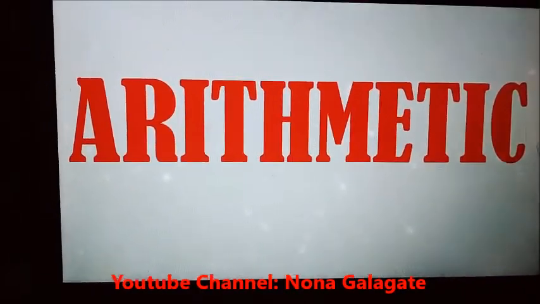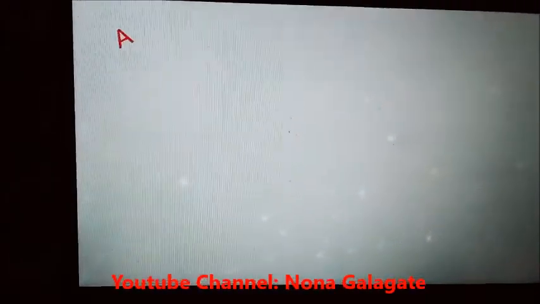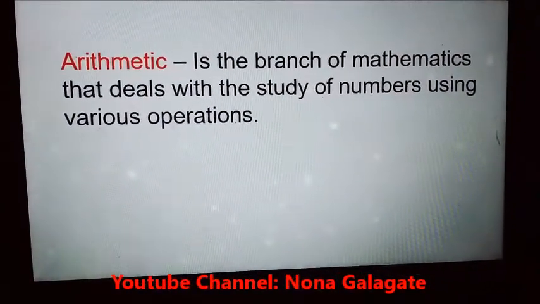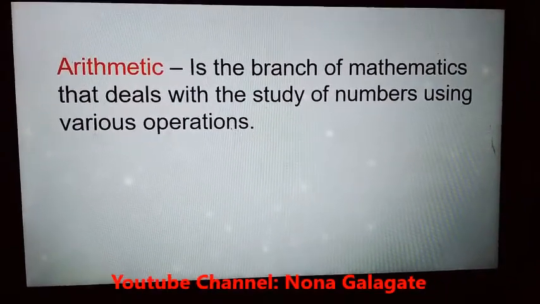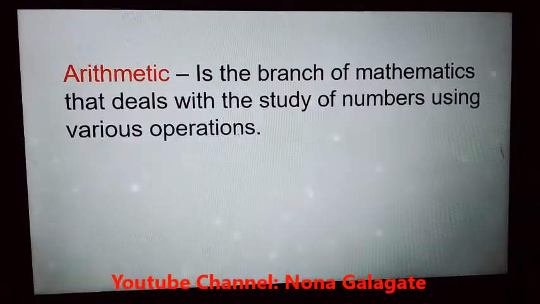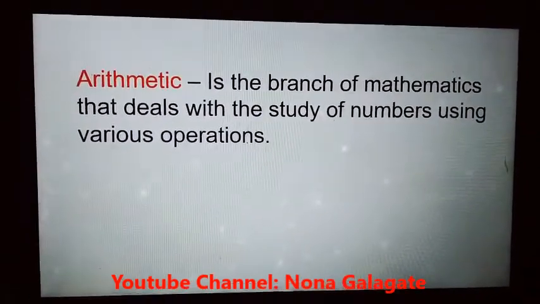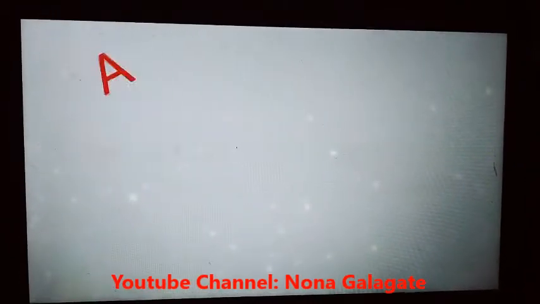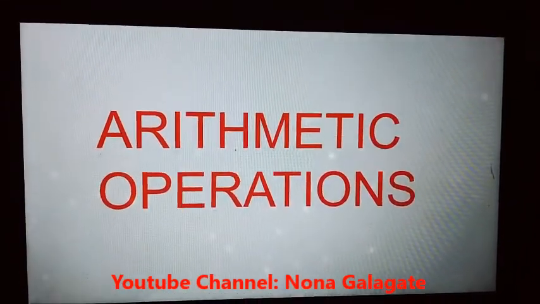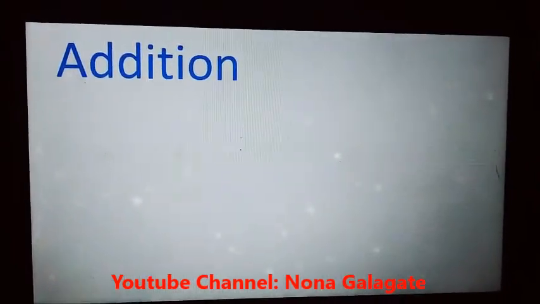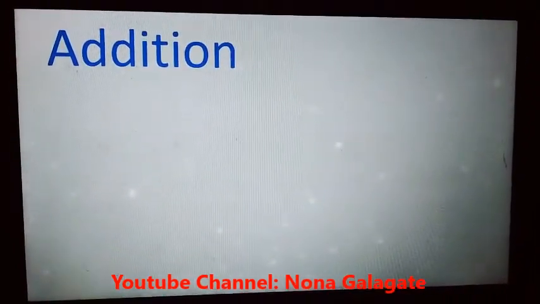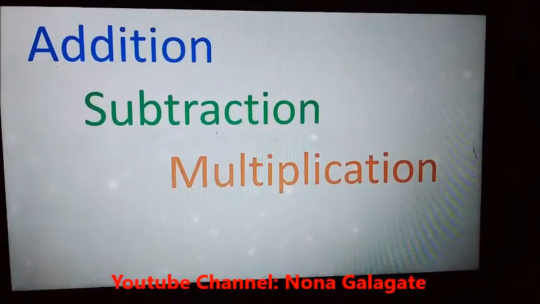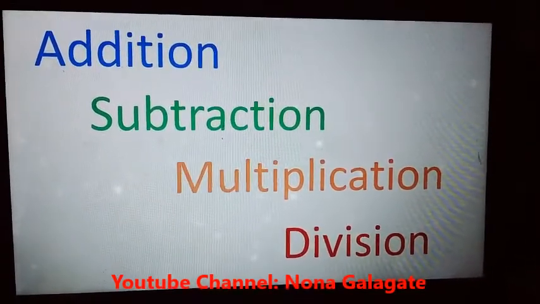So what is arithmetic? Arithmetic is the branch of mathematics that deals with the study of numbers using various operations. When we're talking about operations, what are the operations? We have 4 operations. Let's start with addition. The second one is subtraction. The third one is multiplication. And the last one is division.